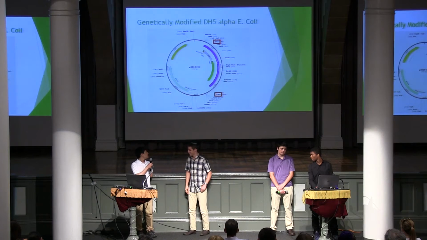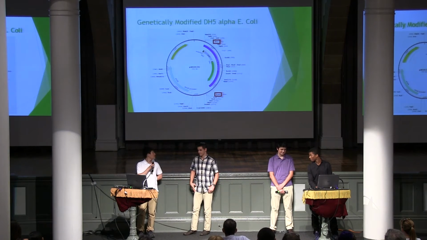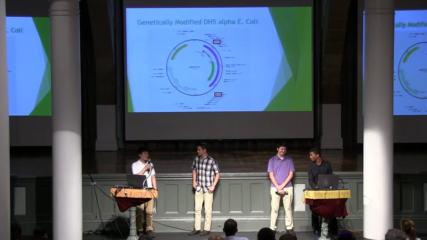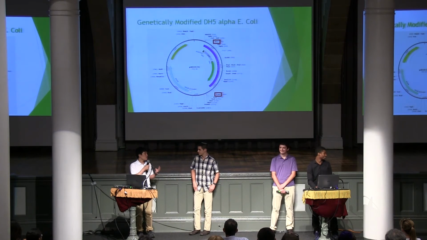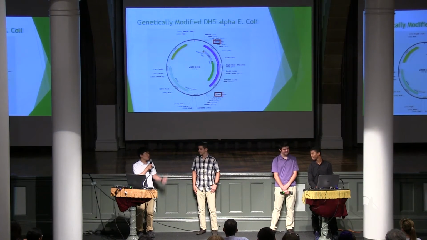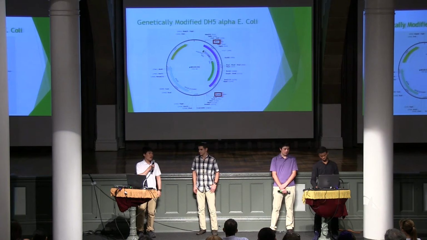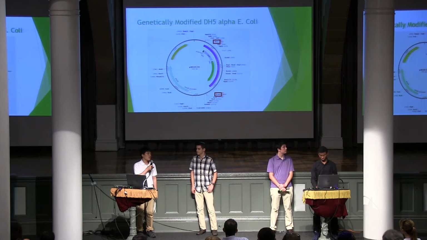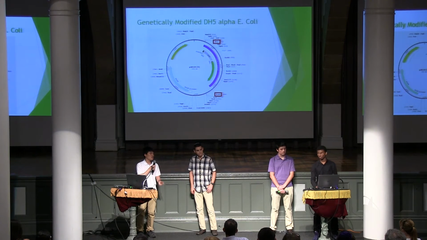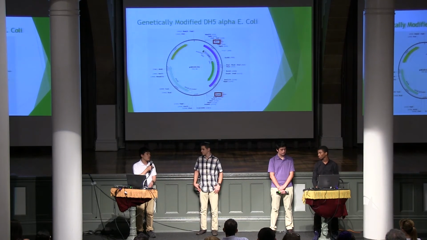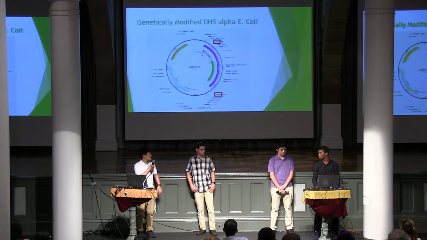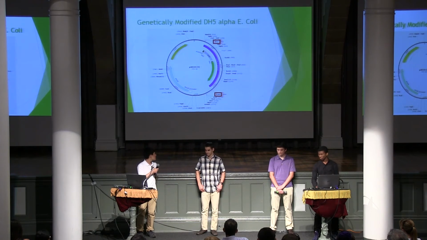Introducing the DH5 alpha E. coli cell. As Ben stated previously, this is a three-step process to make these final cells that we have right here on screen. So first we had to make the gene sequence, then we put the gene sequences into plasmids, which we subsequently put into these cells. So we plate these cells in order to test for gene expression afterwards.